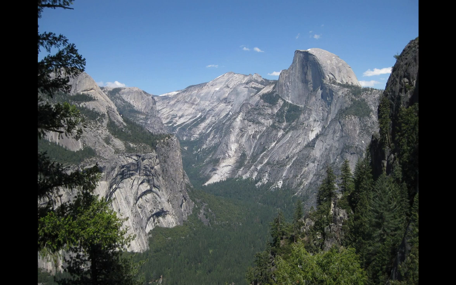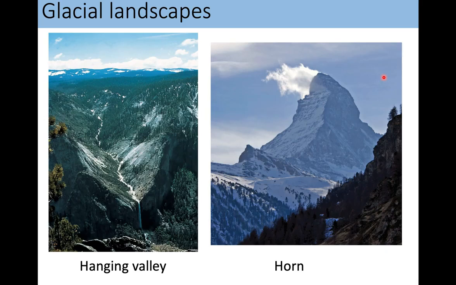So this might look familiar if you've ever been up north. Here we have our wonderful Yosemite Valley. And if you notice, it is a very U-shaped valley. That's because this was carved by a glacier.